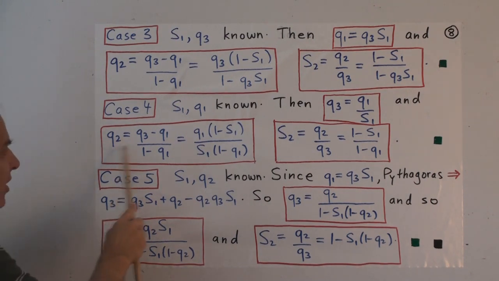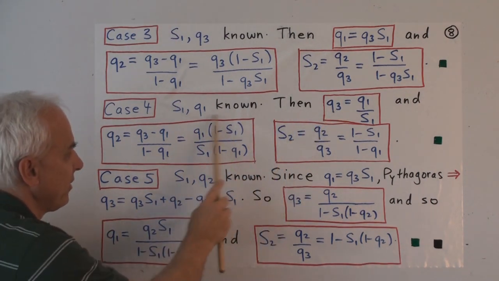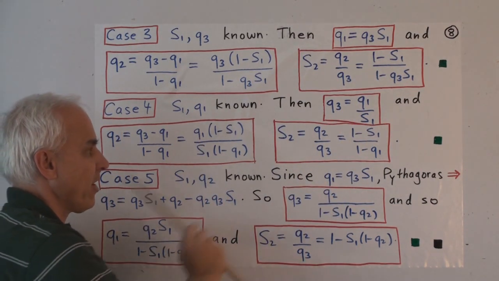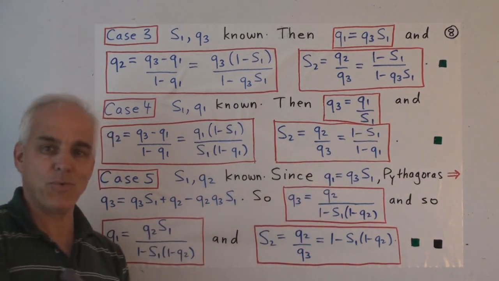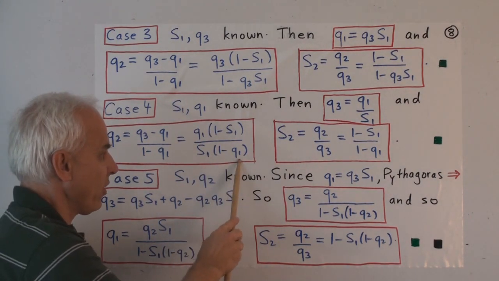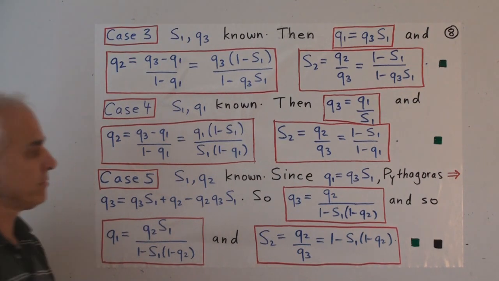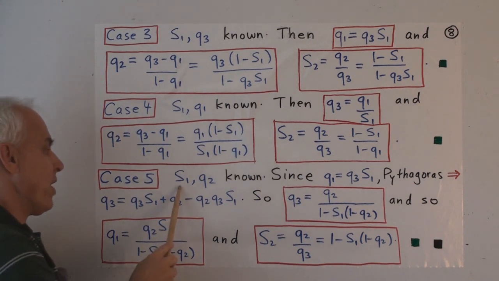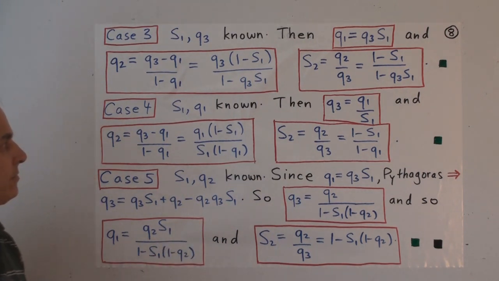So if we take this and divide it by this, well, the Q1 and S1 that's there will just be divided out by Q1 S1 there. So the result will just be 1 minus S1 over 1 minus Q1. And finally, the last case, when S1 and Q2 are known.